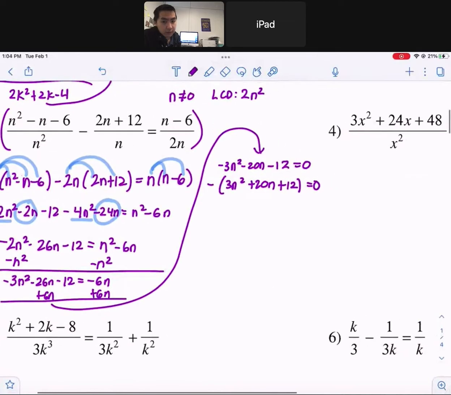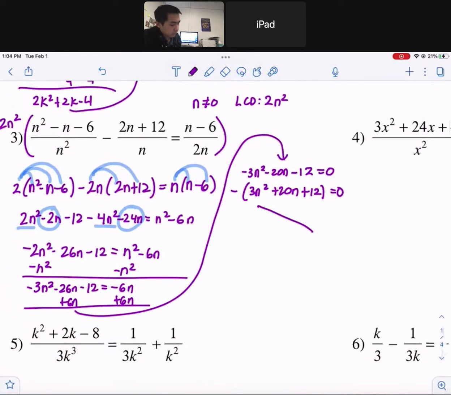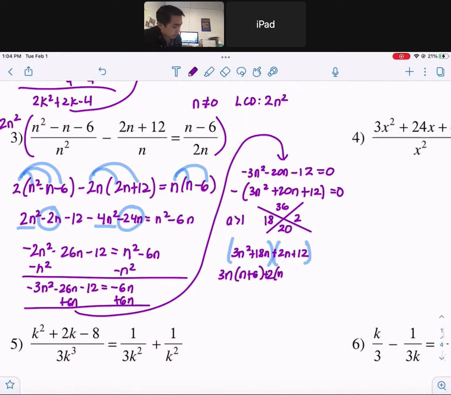So this is factoring when a is greater than 1. So a times c, so 3 times 12, 36, and 20 on the bottom. The two numbers that multiply to 36 but when added give you 20, that's 18 and 2. So you have to factor this by grouping, right? 3n squared plus 18n plus 2n plus 12. We group this. Factor out 3n to get n plus 6. Factor out 2 to get n plus 6. So what we're really dealing with is 3n plus 2 times n plus 6.